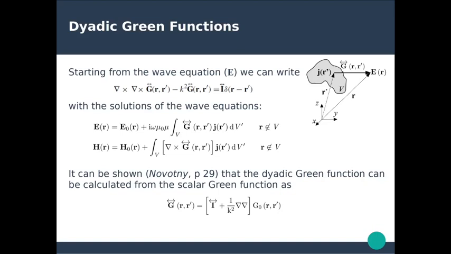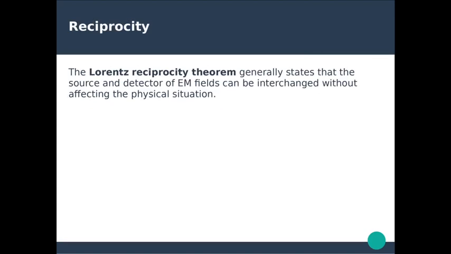So something which is also very important in nanophotonics is the Lorentz reciprocity theorem. This reciprocity theorem does not only apply to nanophotonics, it's something way more general. You can find this Lorentz reciprocity theorem first in the field of antenna theory. It simply states that the source and the detector of electromagnetic fields can be interchanged without affecting the physical situation.